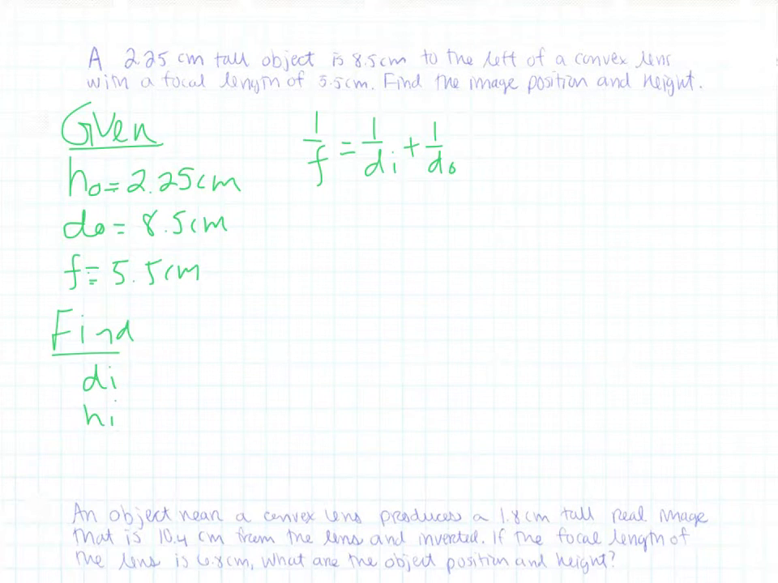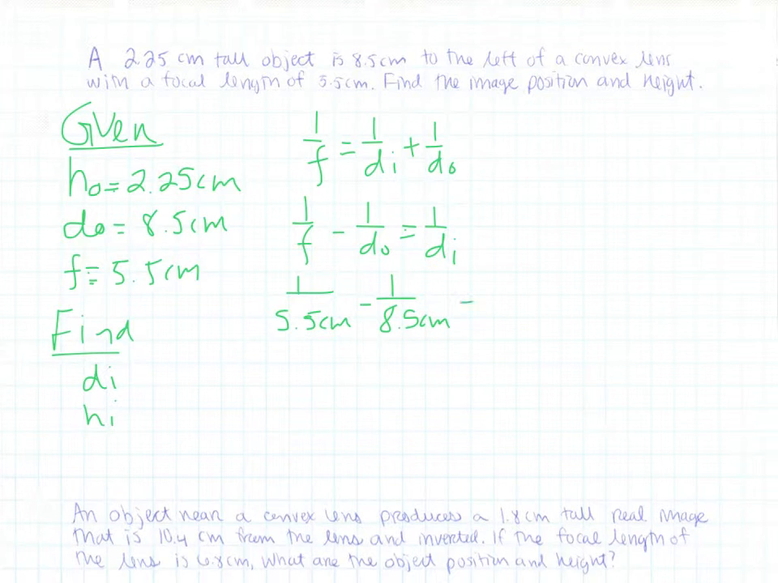So using the lens equation, 1 over F equals 1 over DI plus 1 over DO. The only unknown here is DI. So 1 over F minus 1 over DO equals 1 over DI. 1 over 5.5 centimeters minus 1 over 8.5 centimeters equals 1 over DI. It's okay that they're in centimeters because everything's in the same unit. As long as you're in the same unit, you don't have to worry about converting things, but just make sure that you're using all of the same unit.